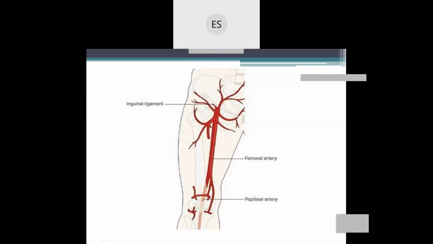Yes, ma'am. So here is the popliteal space. In the popliteal space, you will find the popliteal artery. So this is the popliteal artery. Understand?